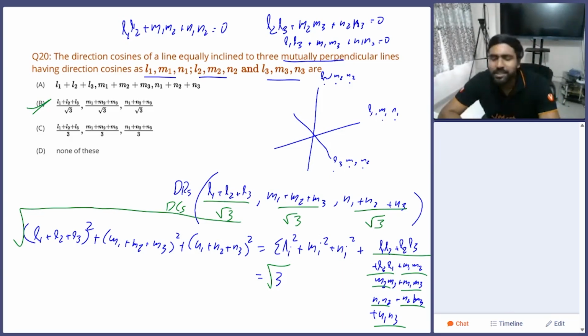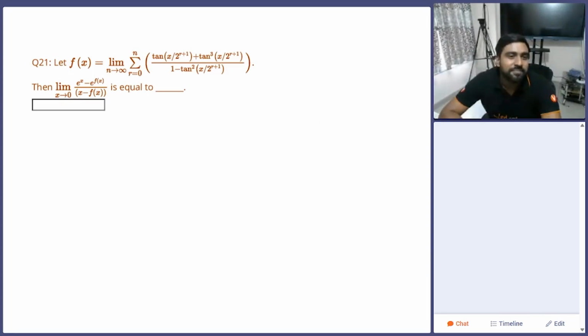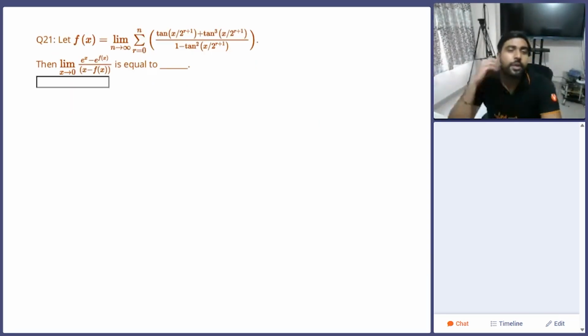Okay, interesting question with a bit of logic which you have to use. Alrighty, moving on. What do we have over here? Okay, this one looks like a heavy hitter. So you have summation r equal to 0 to n of tan of x upon 2 power r plus 1, plus tan cube x upon 2 power r plus 1, divided by 1 minus tan square x upon 2 power r plus 1. First things first, we need to simplify that term inside the sigma notation.